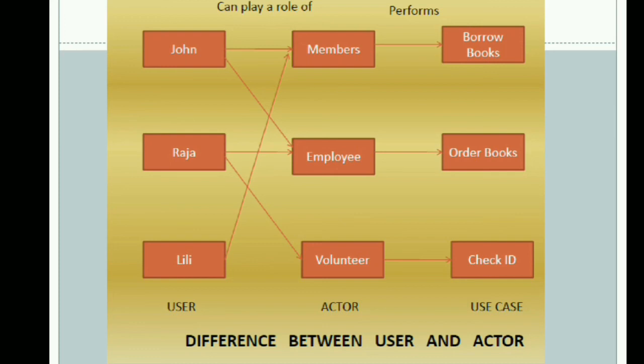So the actors in this picture are members, employees and volunteers. Lily can only borrow books. Raja is a volunteer and employee. So Raja can help us to check ID. Raja can also help us to maintain the shelf. So the role played by the actor is an important thing, and the role played by the actor is nothing but a use case. In this way, in use case modeling, actor identification and use case description are important.